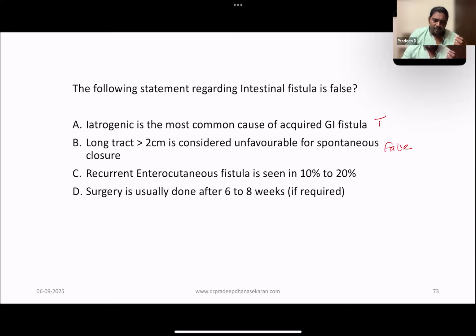Recurrent ECF is seen in 10 to 20%. True. Surgery is usually done after 6 to 8 weeks, for all the inflammation and reaction to settle, so that it will be easy for us to gain entry into the abdomen at a later period.